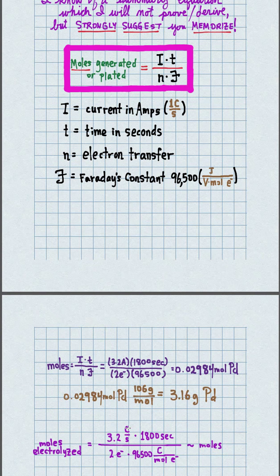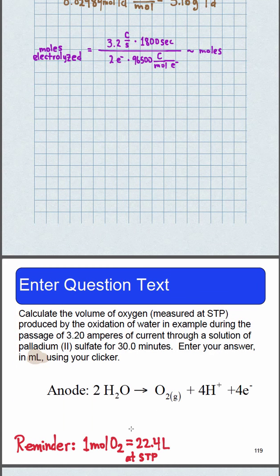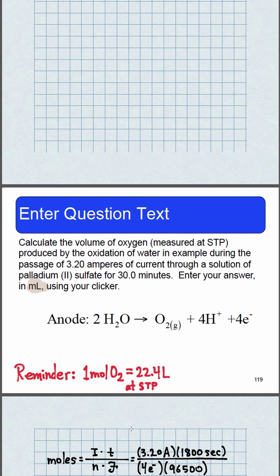Here I showed the unit cancellation. Coulombs per second times seconds. Number of electrons. This is moles of electrons times coulombs. The coulombs cancel, the seconds cancel. I'm left with moles. 0.02, almost 0.03 moles. That's so much fun, and if that's the first time you've seen it, let's try it again. So you can use that for gases as well.